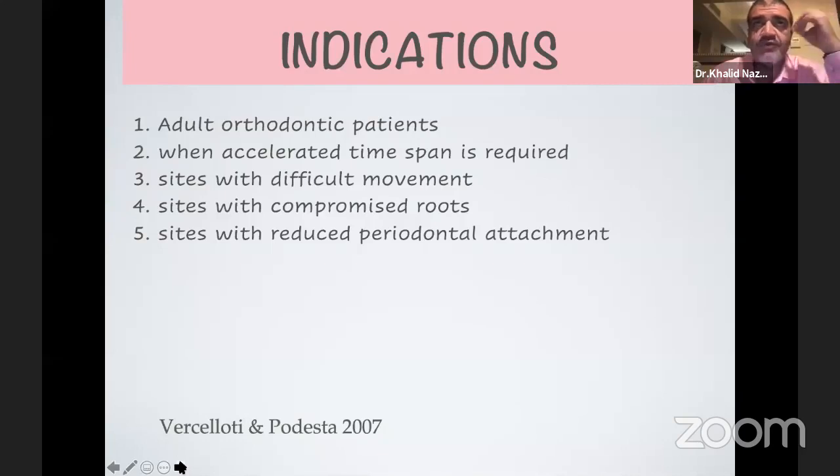We will see a couple of cases where we have difficult movement sites, resistant sites, where the teeth just stopped moving. And probably many of you have seen some of those cases that end up with residual spaces, especially in the mandible. Sites with compromised roots already due to resorption, due to prolonged orthodontic treatment or other reasons, poor crown to root ratios, where you don't want to apply a lot of force on the roots. All of these are good indications to do decortication.